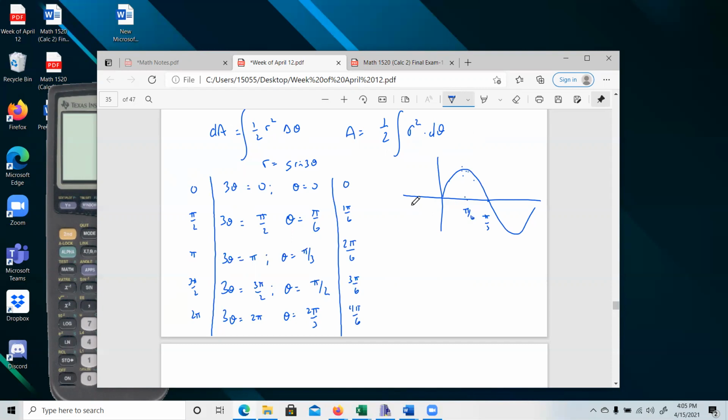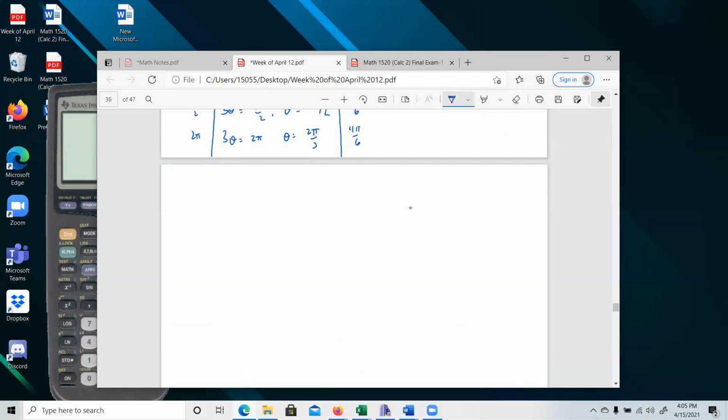So when I want to graph this thing, here's my theta, here's my r. So this is a coordinate axis first. We'll do the other ones in a minute. So there's my 2 pi. Each cycle takes about 2/3 pi. So we'll call that 2/3 pi, and that 4/3 pi.